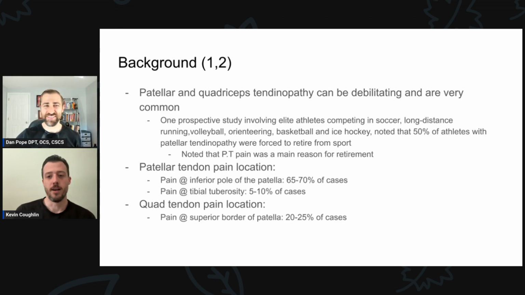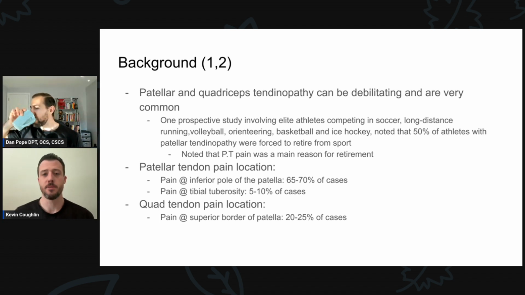All right, so a little more background here just on the patellar and quadriceps tendinopathy is that they can be debilitating and they're very, very common. If you work in an outpatient orthopedic setting or a sports setting, this is something you're definitely going to see, both of these things.